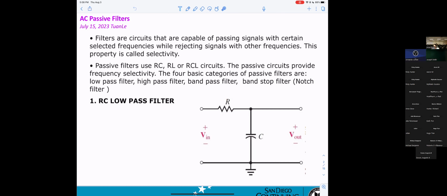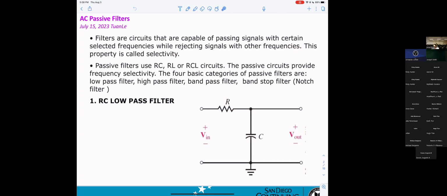Filters are circuits that are capable of passing signals with a certain selected frequency while rejecting signals with other frequencies. This property is called selectivity. That means they're using the filter to select a certain frequency they want to see, okay, and block any frequency we don't want.